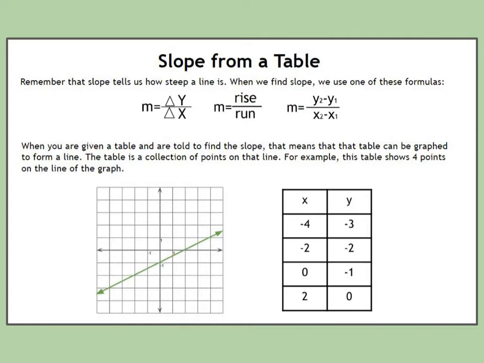For example, this table shows 4 points on the line of the graph. So we can see (0, -1) is one of the points here, and it is located right here. (2, 0): 2 is the x, 0 is the y, so that's going to put it right there. (-2, 2) is going to put it right there, and then (-4, -3). So as you can see, it doesn't cover every single point that lies on the line, but it does cover some of the points on the line.